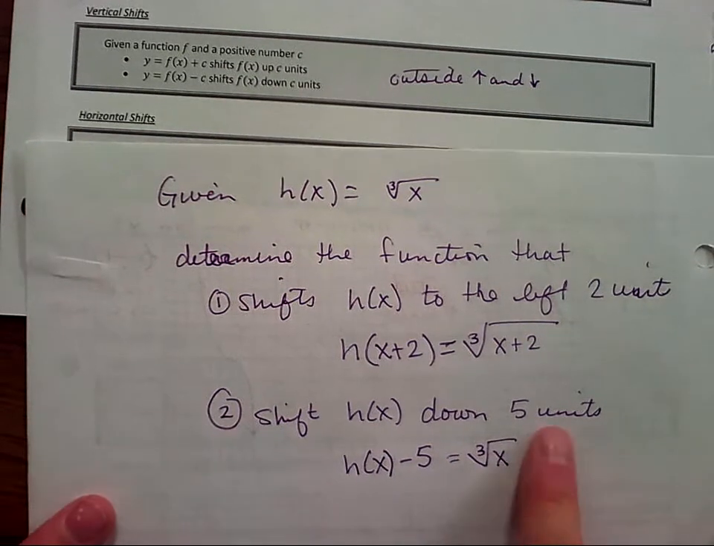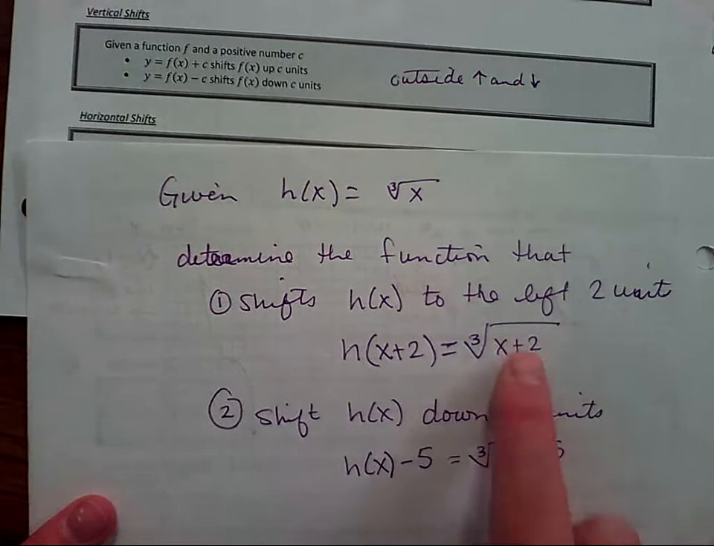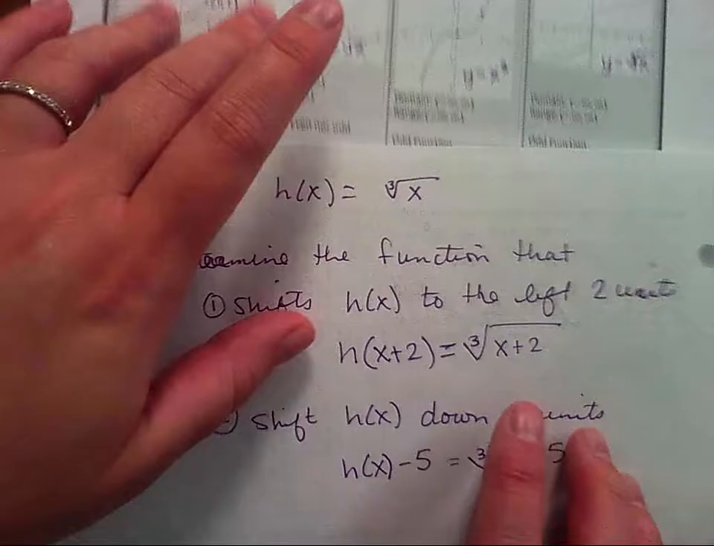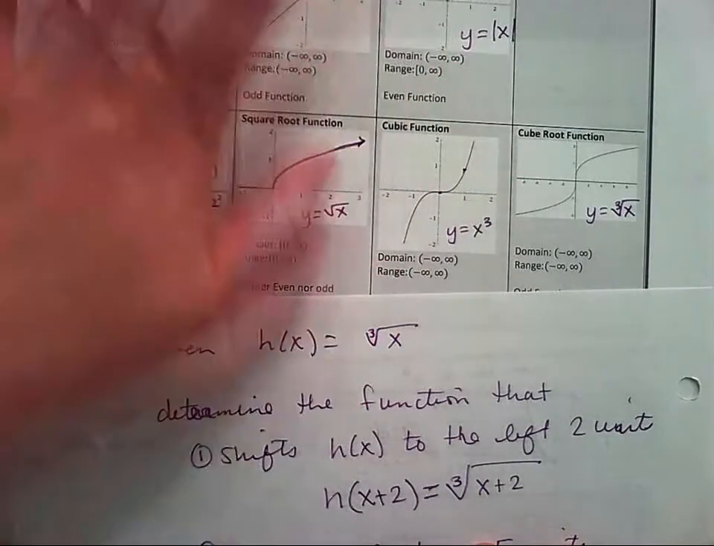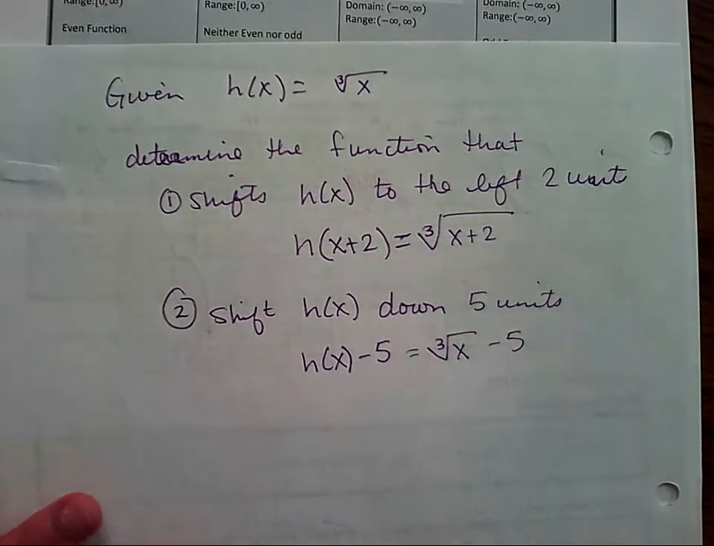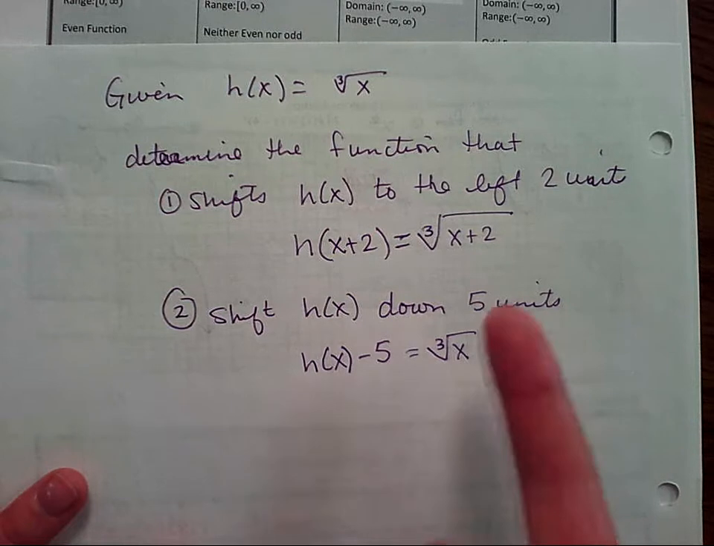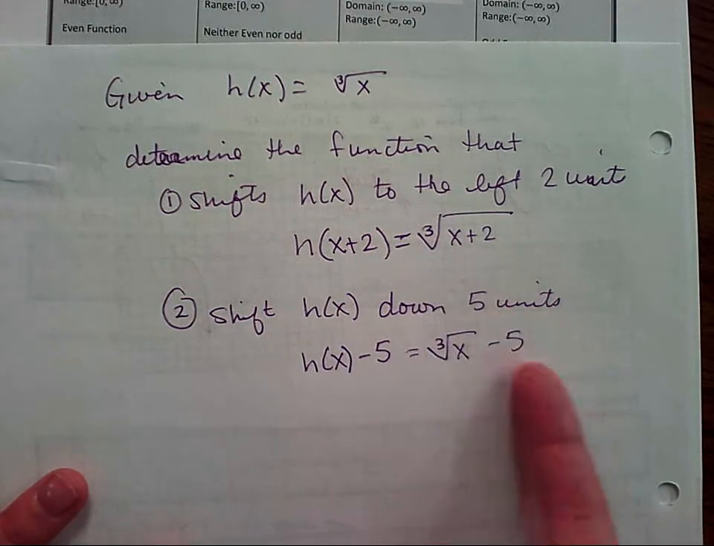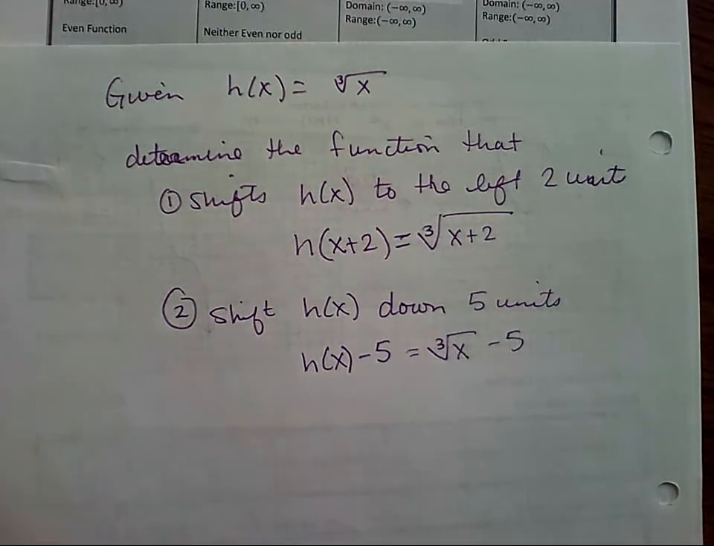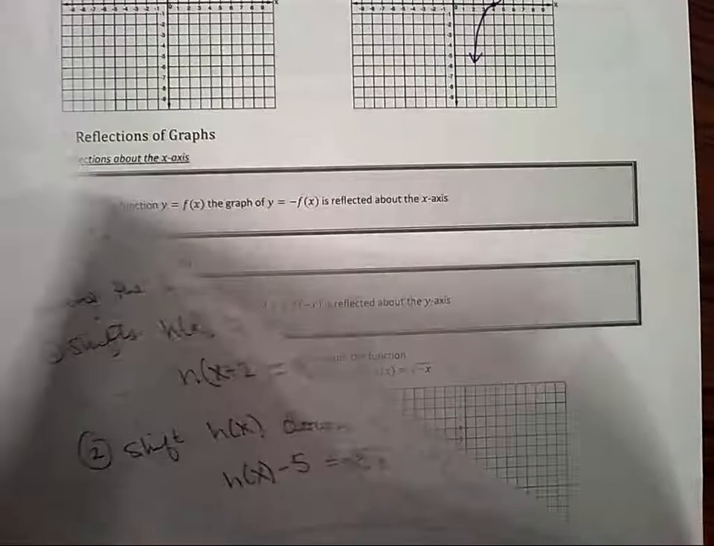So this I'm doing on the outside of the function. This is happening on the inside of one of these functions, right? So this is happening on the inside of the cube root function. This is happening on the outside of the cube root function. So that tells us if it's a vertical or horizontal shift: if it's outside or inside the base function. Does that make sense?